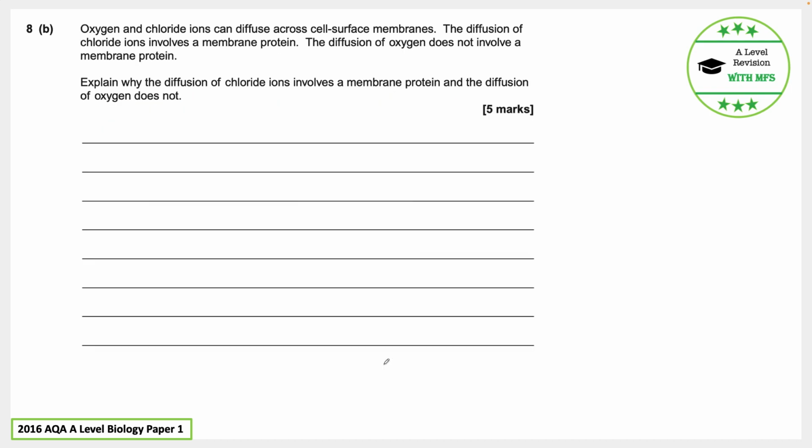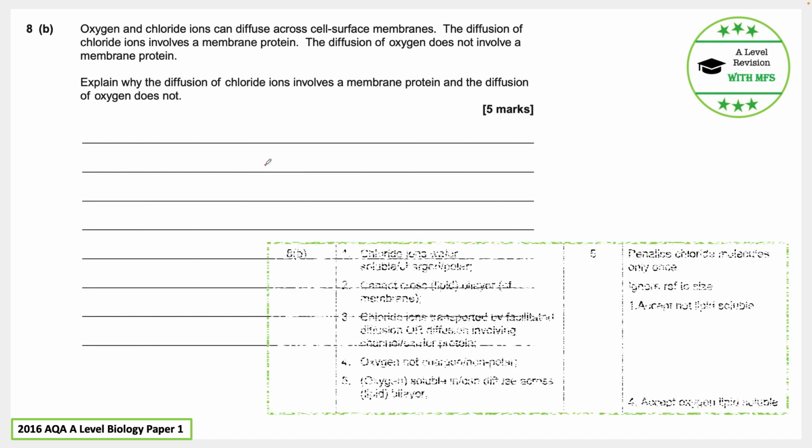Okay, final question is just part B to question 8. Oxygen and chloride ions can diffuse across cell surface membranes. The diffusion of chloride ions involves a membrane protein. The diffusion of oxygen does not involve a membrane protein. Explain why the diffusion of chloride ions involves a membrane protein and the diffusion of oxygen does not. So there's a really key thing over here about the content. Okay, it's an emphasis on the content.